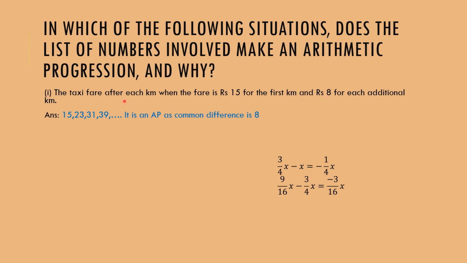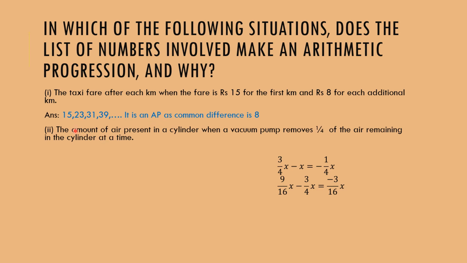So the sequence may be, for the first kilometer it will be 15 rupees. For the second it has to be 15 plus 8, that is 23. For the third it will be 23 plus 8, that is 31. For the fourth kilometer it will be 31 plus 8, 39. Now if we see this complete series, the difference between two subsequent kilometers remains constant. That is 23 minus 15 will give you 8, 31 minus 23 will also give you 8 and 39 minus 31 will also give you 8. So here the difference remains the same. So it is an example of AP.